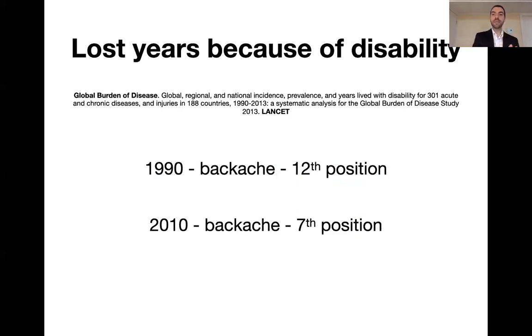For the rank of years lost because of disability, in 1990 we have backache in the 12th position. In 2010, backache was in the 7th position. So you see, among all the problems, all the burdens, all the disabilities, backache, not just herniated disc, but backache, is in the 7th position. So that's why it's important for us to understand, right?